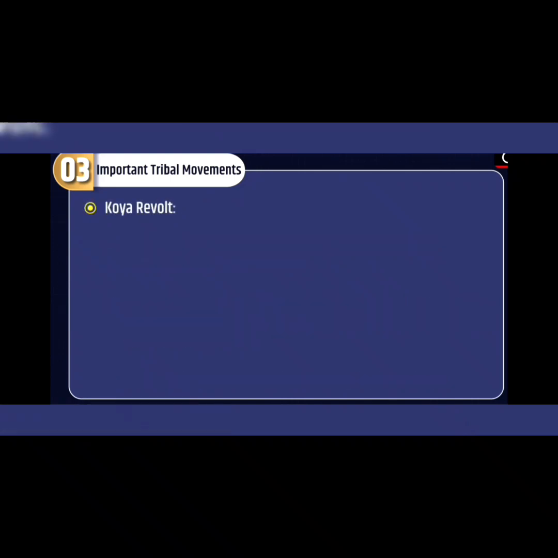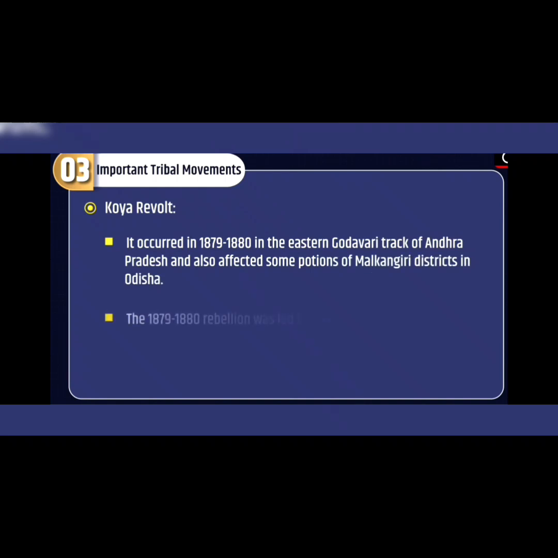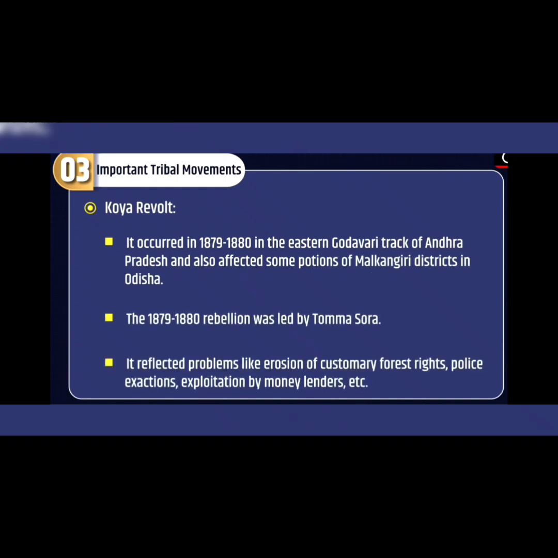Koya Revolt. It occurred in 1879 to 1880 in the eastern Godavari tract of Andhra Pradesh and also affected some portions of Malkangiri district in Odisha. The 1879-1880 rebellion was led by Toma Sora. It reflected problems like erosion of customary forest rights, police exactions, exploitation by moneylenders, etc.